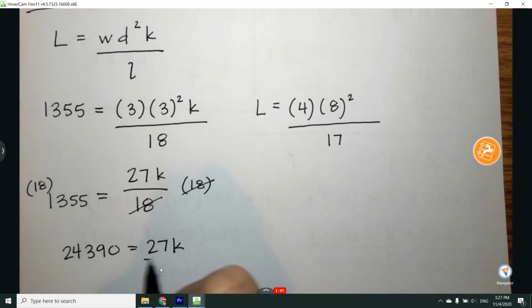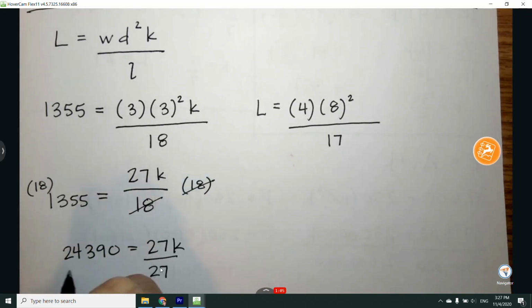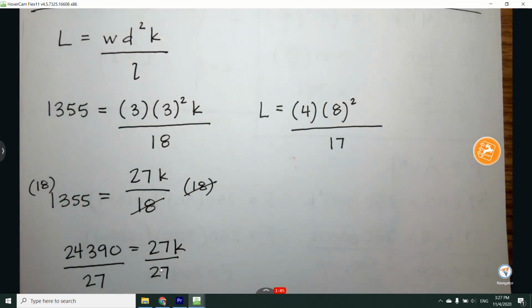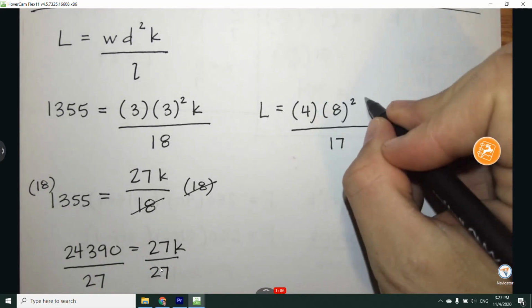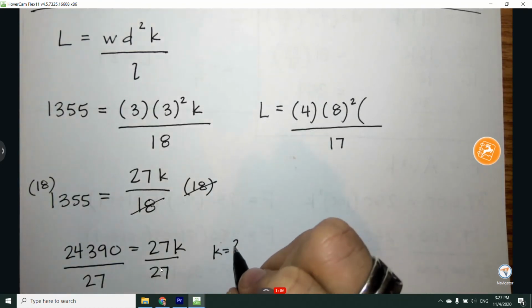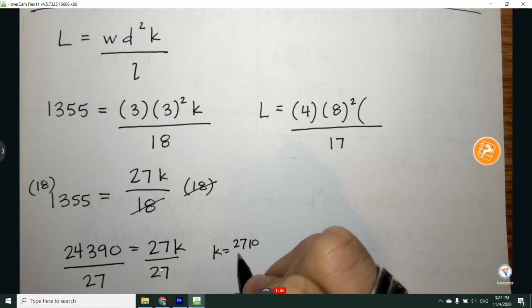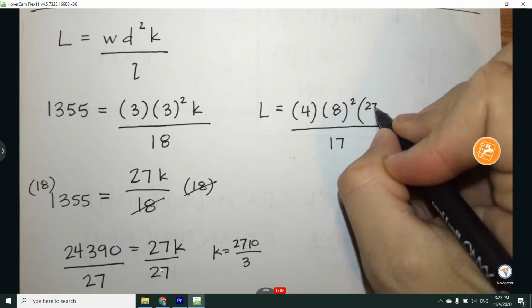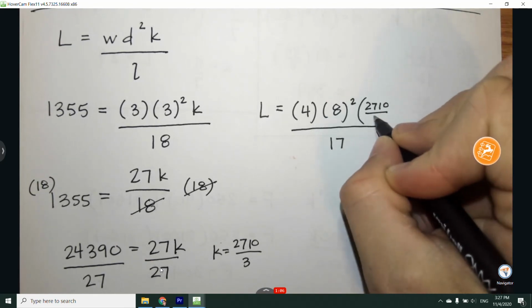And then I'm just going to divide both sides by 27. And it doesn't give me a pretty number. In fact, it just reduces down. We can divide both these by 3. And so our new k that it's going to be equal to, and I'll write it right here, is 2710 over 3. And so that's what our new k is, 2710 over 3.